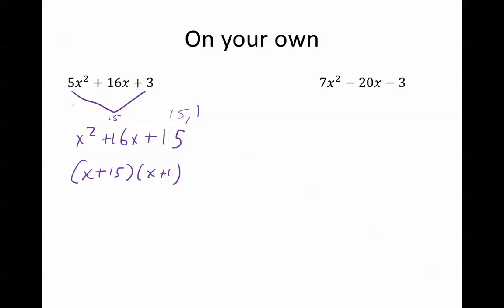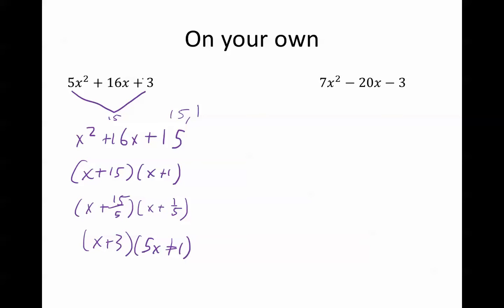Now I'm going to take my original a value and I'm going to divide that by the factors that I just found here. Simplify any fractions. So this becomes x plus 3. And this one over here, since this isn't a whole number, I'm going to move the 5 to the front. And there's my factored solution. X plus 3 times 5x plus 1.